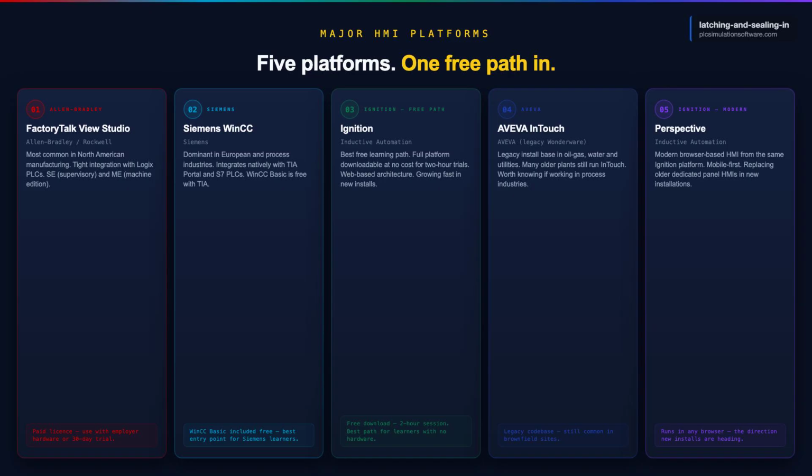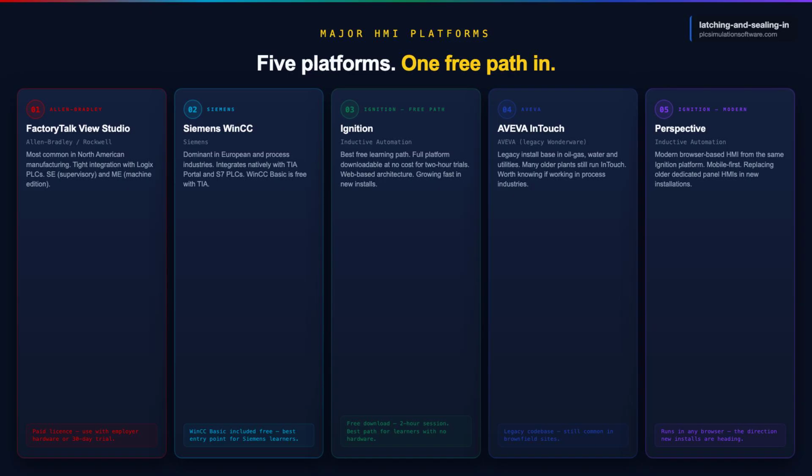Ignition's perspective is the modern browser-based HMI gaining ground fast. Plus, increasingly the web-based HMIs running on tablets and phones. Most working controls engineers know 2 of these well and recognize the others. The vendor pair matters less than the design discipline that transfers between them.